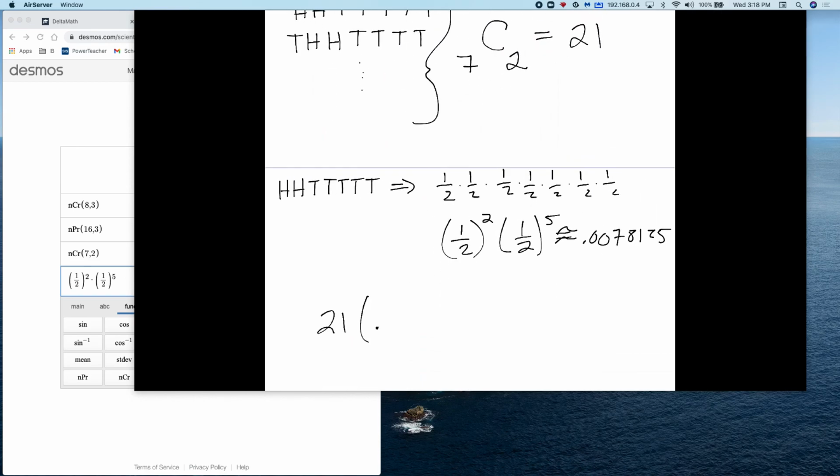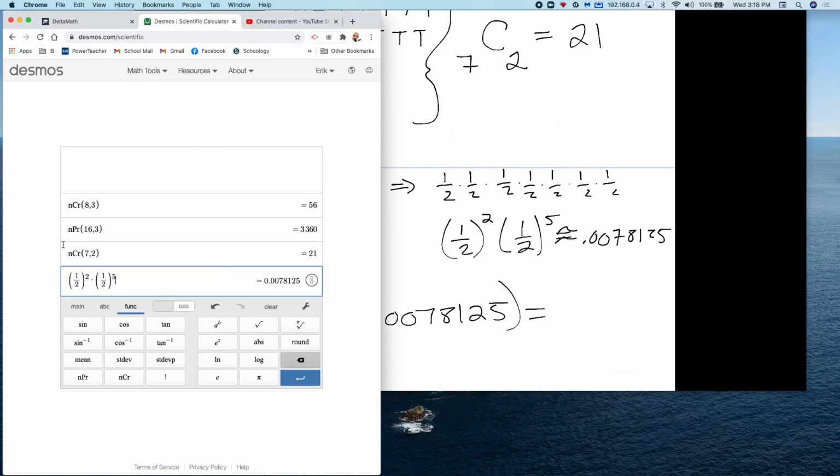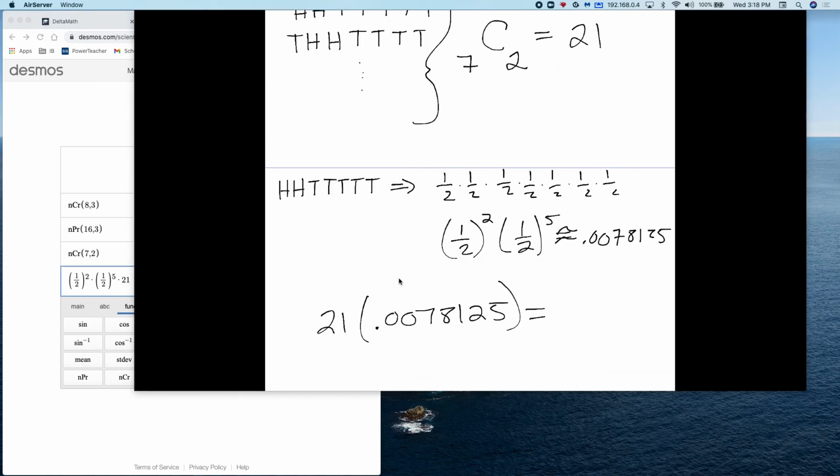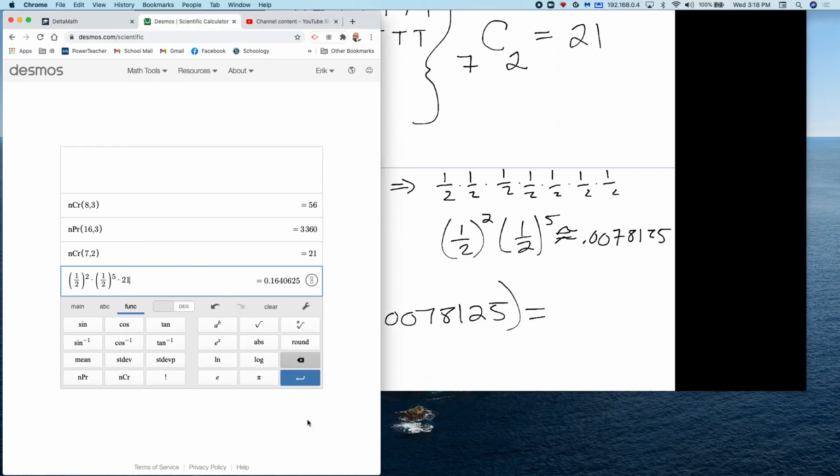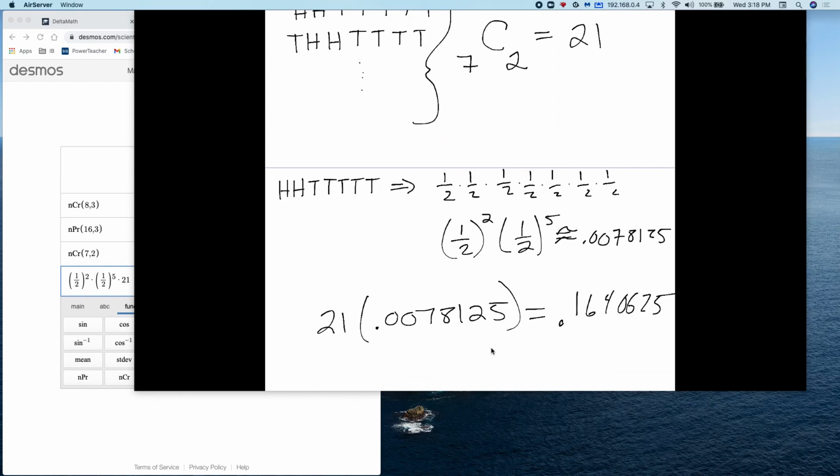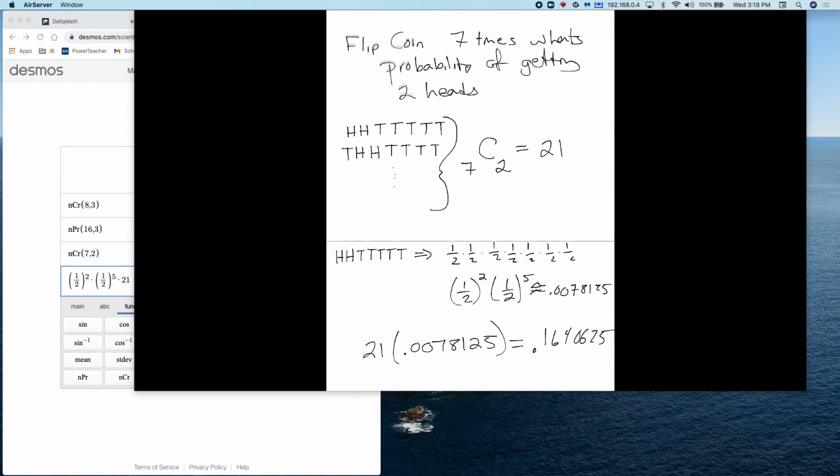Now 21 times 0.007812 would get me the probability I'm looking for. If I take this and multiply it by 21, I'd get 0.1640625, or roughly 16%. That's the answer to this question. Flip a coin 7 times, what's the probability of getting 2 heads? About 16%.